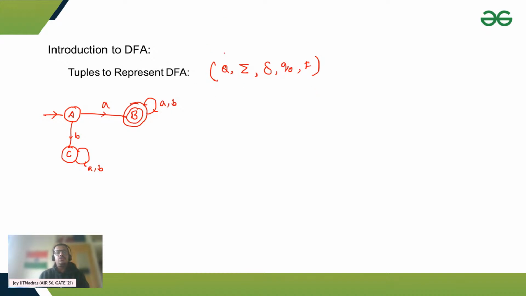Q, as I told, is the set of all the states, the representation of the states. Here we have 3 states, A, B, and C, so A, B, and C will come here. Now, the alphabet is the set of the symbols that we are using. For this case, the symbols are small a and small b.